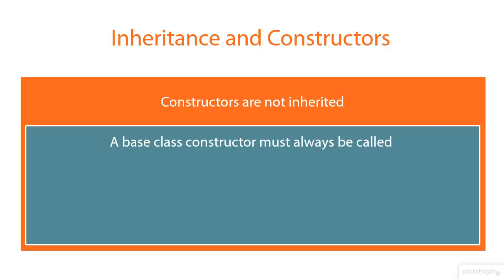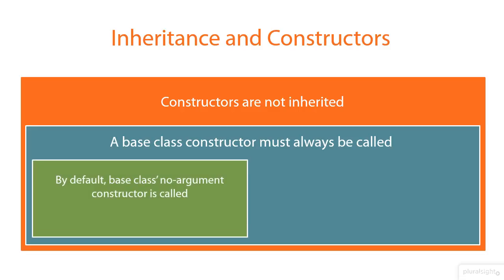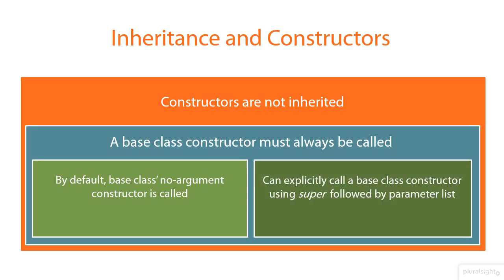So as you define the constructors inside of your derived class, there's always going to be a call back to a base class constructor. Now that call does not have to be explicit. If you don't have an explicit call to a base class constructor, then it will use the base class's no argument constructor. But you can call a specific constructor if you want to. You simply use the super notation followed by the list of parameters that correspond to the base class constructor that you want to call. You do have to make that the first line in your constructor though. Let's see what this looks like in code.